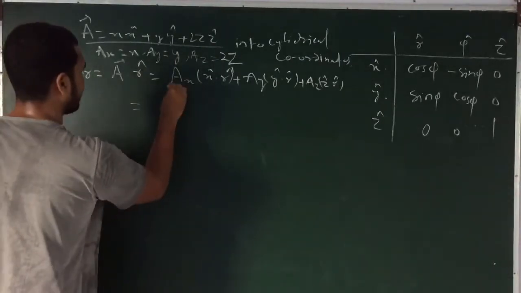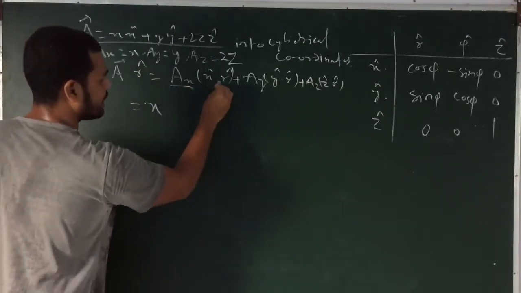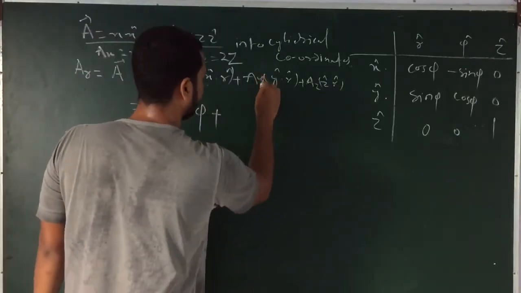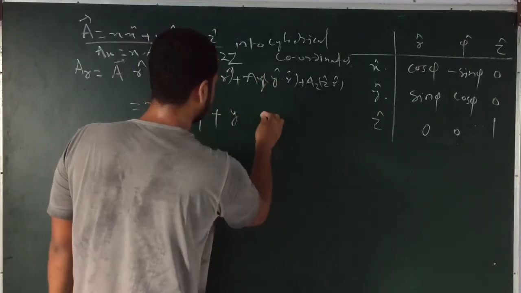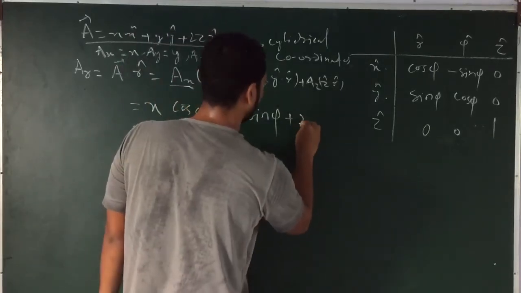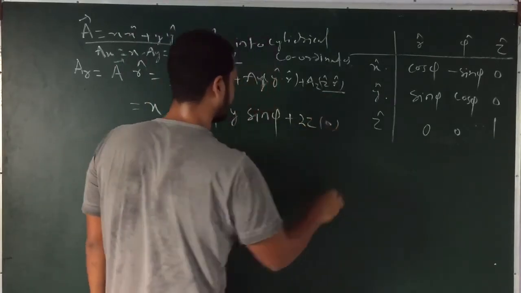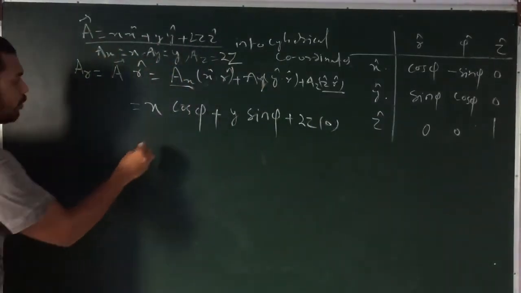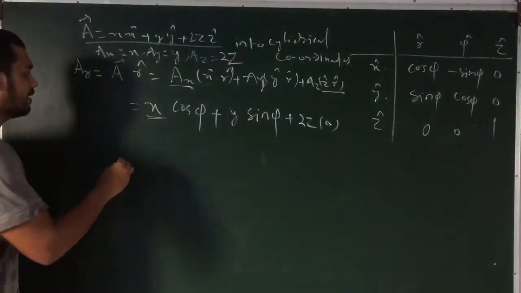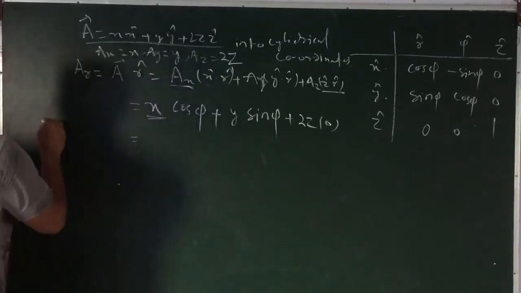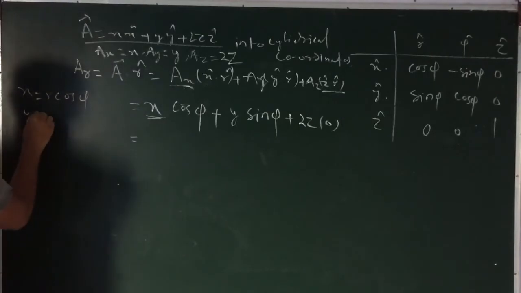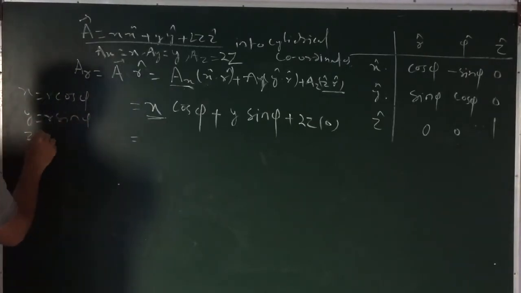Okay, so by substituting, Ax times x cap dot r cap is equal to cos phi, then Ay is y, and y cap dot r cap is equal to sin phi, then Az equals 2z, and z cap dot r cap is equal to 0. Here you have to remember that you also have to substitute the values of x, y and z in cylindrical coordinates. You must know that x is equal to r cos phi, y equals r sin phi, and z is z.